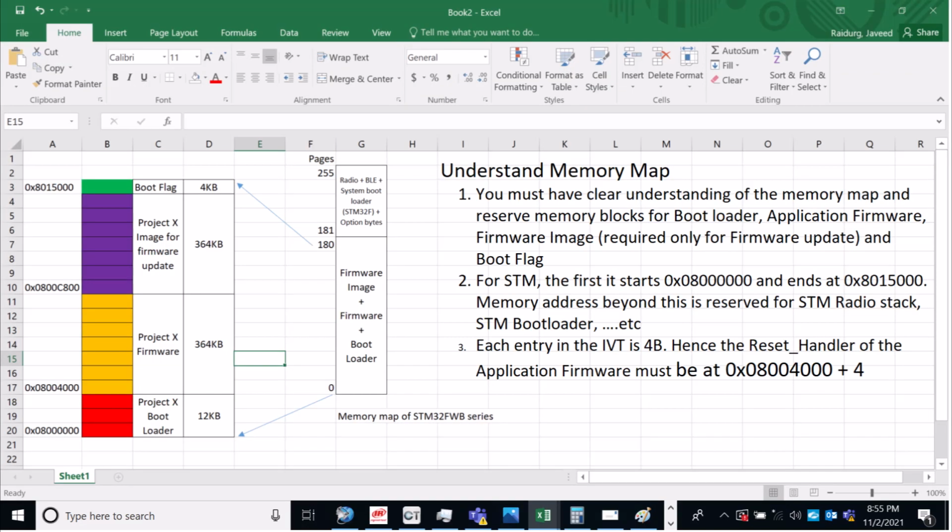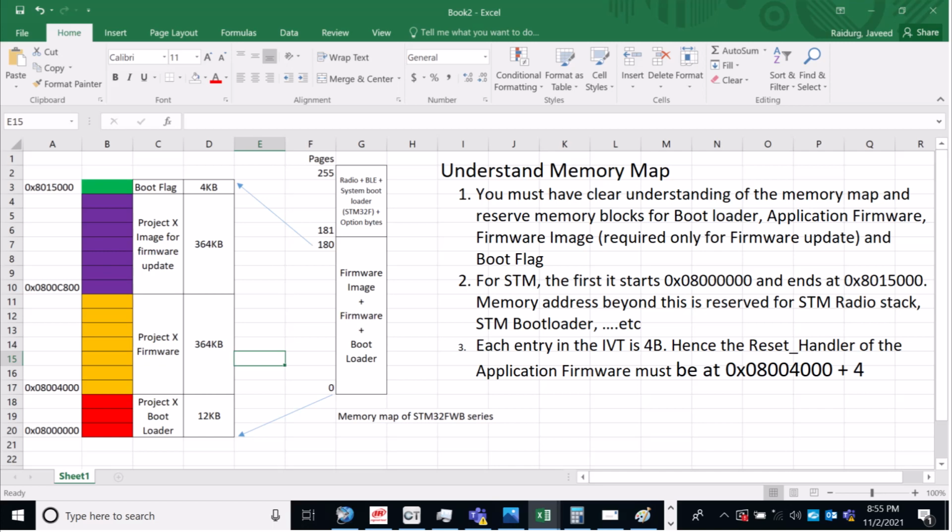Understand the memory map. 1. You must have a clear understanding of the memory map and reserve memory blocks for the bootloader, application firmware, firmware image, required only for firmware update, and boot flag. 2. For STM, it starts at 0x08000000 and ends at 0x8015000. Memory addresses beyond this are reserved for the STM radio stack, STM bootloader, etc.